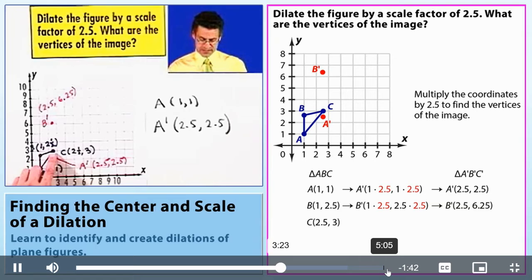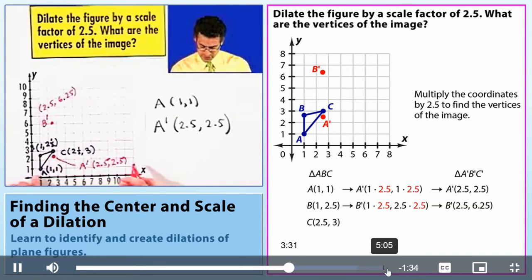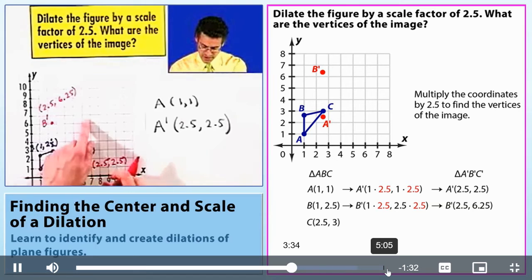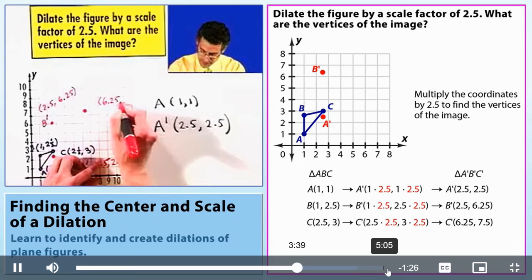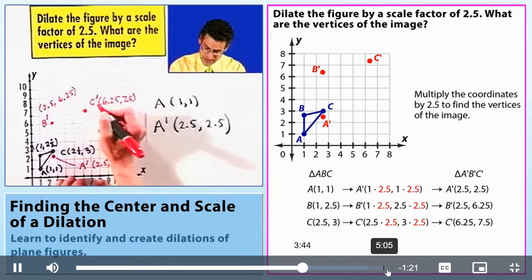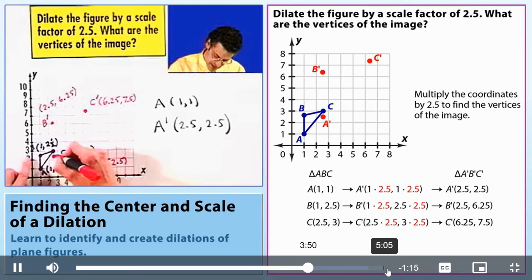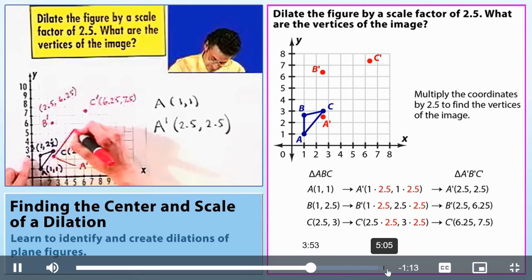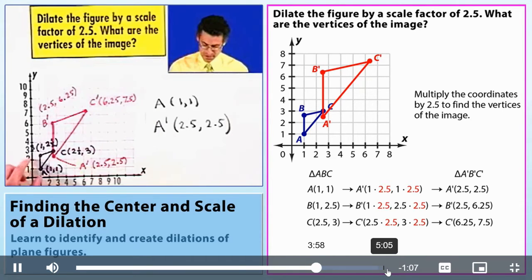And finally, I take the point C, which is 2.5, comma 3, and multiply each coordinate by 2.5, and what do I get? I get 6.25, comma 7.5. And I'm going to call that C prime, since that's the transformed version of C. And now if I connect the dots, put these points together, you see I get the dilated version of the original blue triangle, the new red triangle.